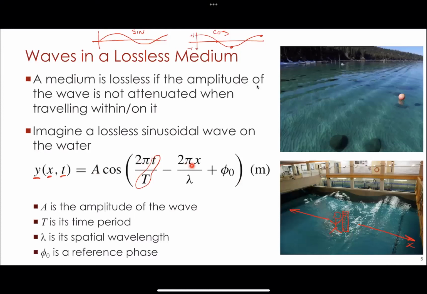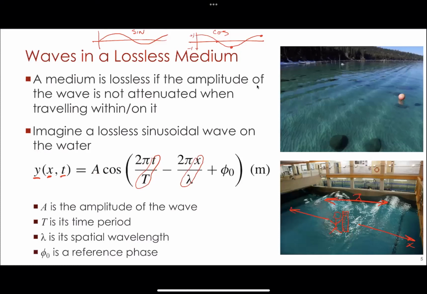2 pi x over lambda. Lambda is the wavelength. That is the physical distance between the peaks of the wave. So whereas before the capital T is like, how long is it between peak and peak? This is how far is it between the two peaks? And x, as we said before, is the spatial variable, like where are you in the pool? And so once again, we have 2 pi times some fraction. What fraction of a wavelength are you at x?